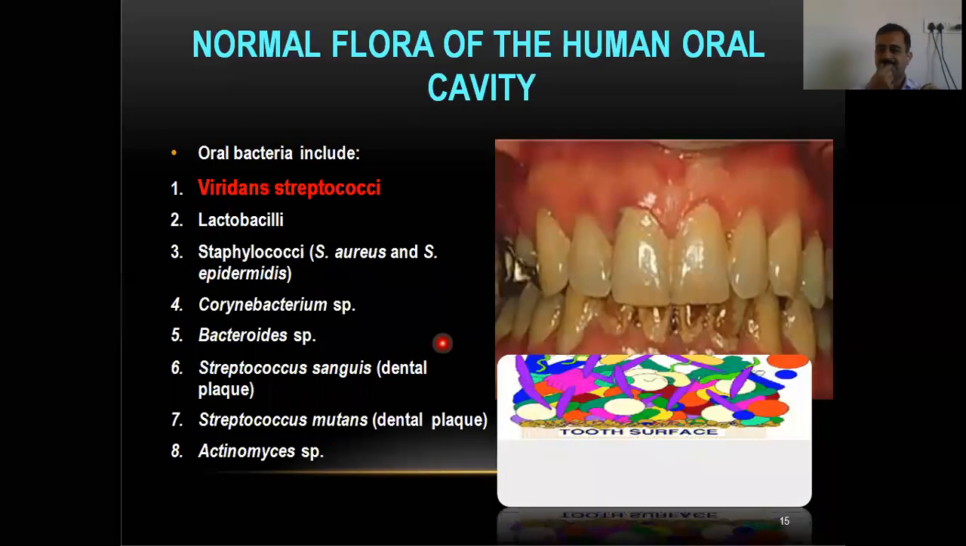Now inside the oral cavity of the mouth, inside the teeth: Viridans streptococci, lactobacilli, Staphylococci, Staphylococcus aureus, and Staphylococcus epidermidis, Corynebacterium, Bacteroides, Streptococcus sanguis, Streptococcus mutans, and Actinomycetes are bacteria which reside inside the teeth or inside the oral cavity.